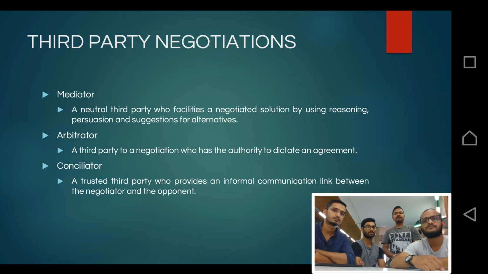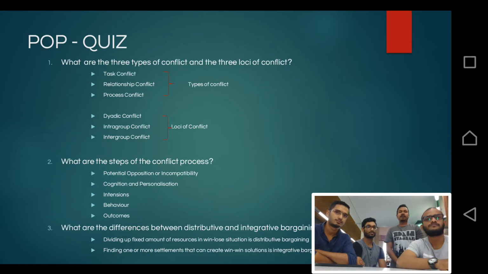Okay, guys, let's not make it boring. Here are the questions for you. Let's go for the first question. What are the three types of conflict and the three loci of conflict? Anybody know the answer? Okay, seems like a no-go.